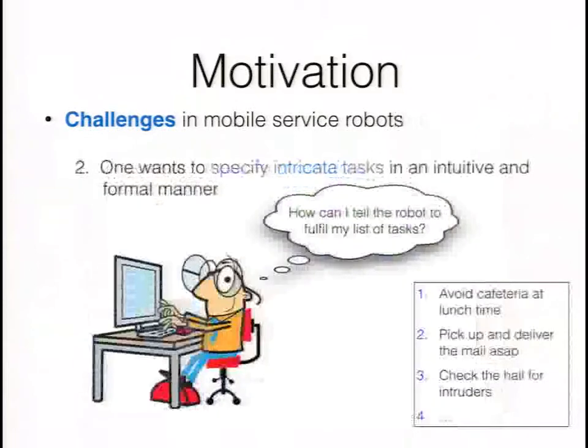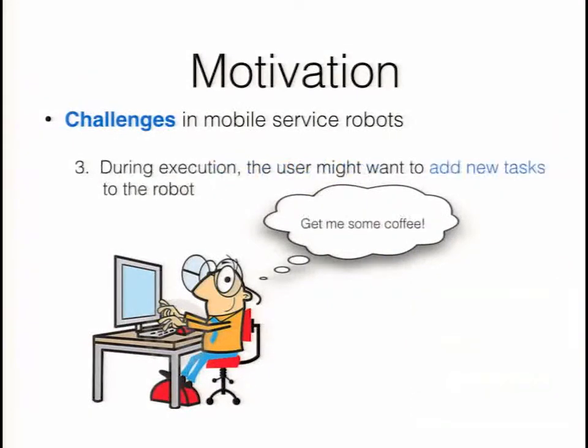Furthermore, we want to be able to specify intricate tasks in an intuitive manner, but also we want to have formal guarantees on the performance of our system. And another thing that we might want to have is allowing our user to add new tasks during the execution, while our robot is executing other tasks.